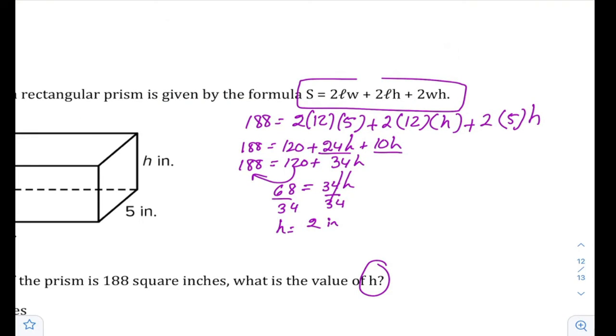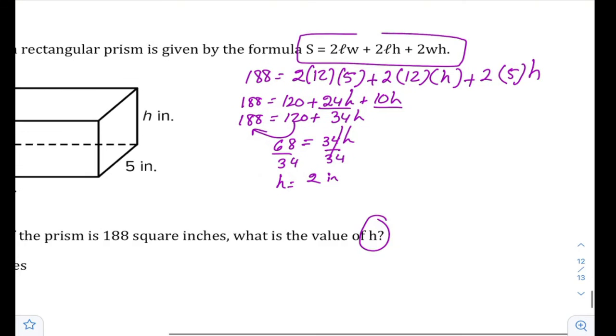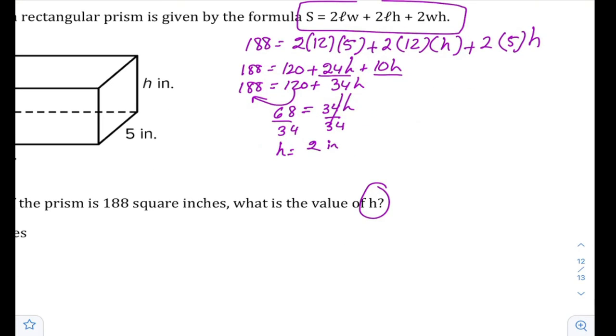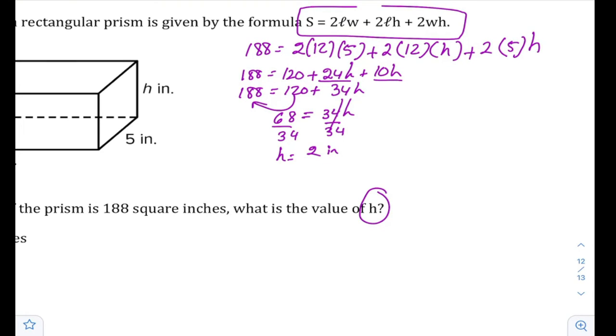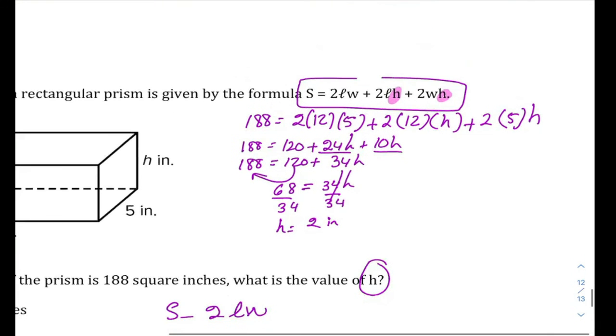But what if you are asked to solve for H? Let's extend the idea. We want H alone. So what will you do? We need to isolate the H. Keep the H alone. So S minus 2LW. I'll take the 2LW to the other side.